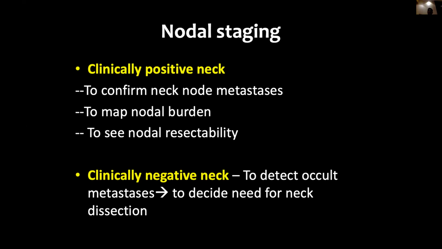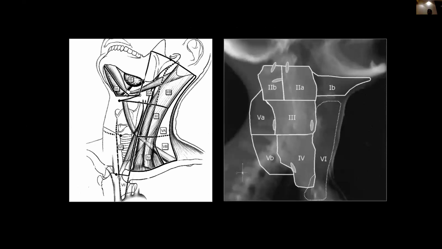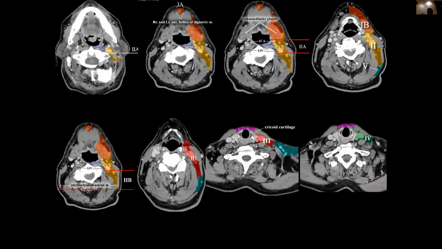If you have a clinically negative neck, that means you are trying to look for occult metastasis, which is very difficult to pick up on a single modality. Multimodalities are used for picking up the occult metastasis. Coming on to the nodal stations.